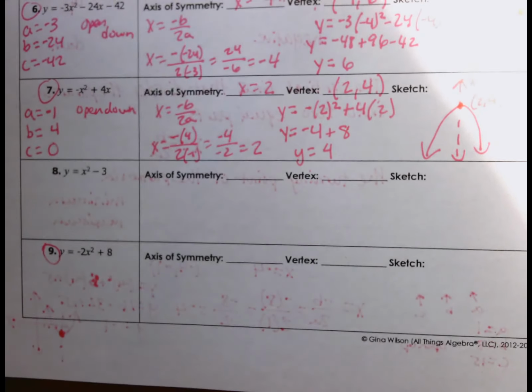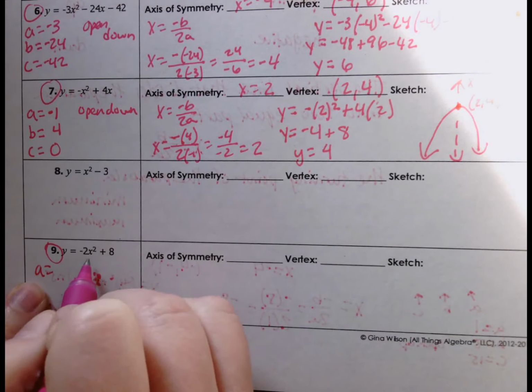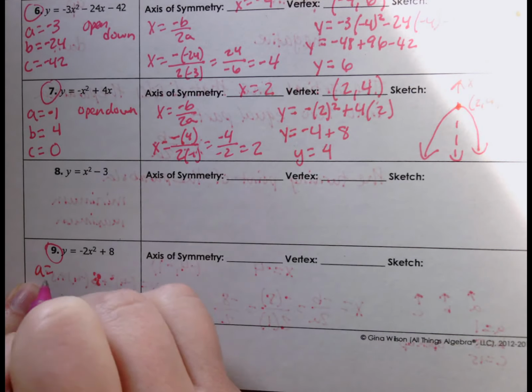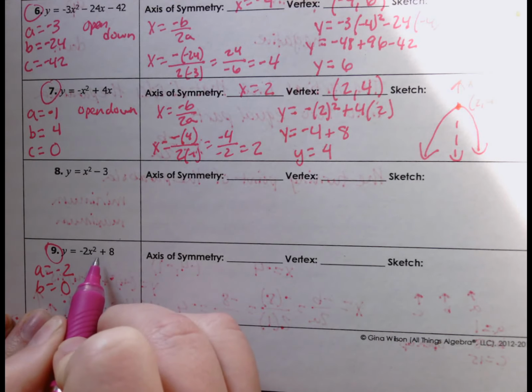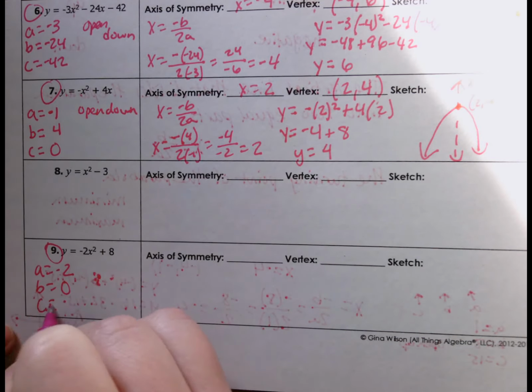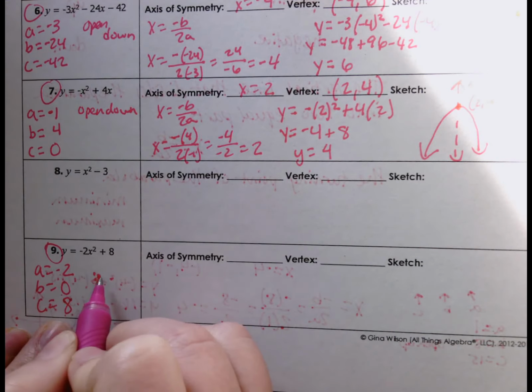Okay? All right, last example. And then you're going to have a few that you can work on your own. Okay? So here we have negative 2x squared plus 8. A is negative 2. B is 0. Notice there is no middle term. The middle term is the one that has a variable with it with no exponents. And then c is your constant value of 8. Okay, so be very careful about what your terms are here.